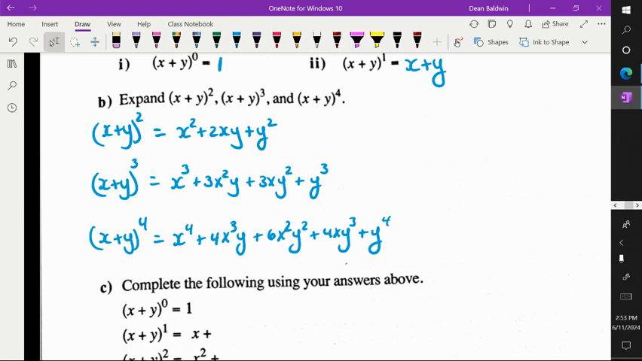Does anybody see any sort of patterns emerging here? Talk about this before. Yeah, the numbers are symmetrical from the biggest coefficient in the middle.